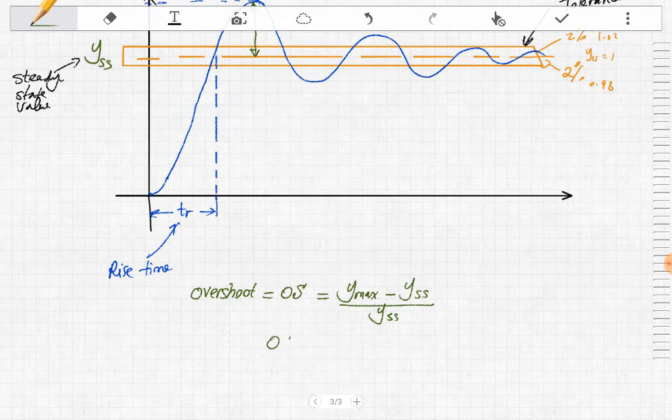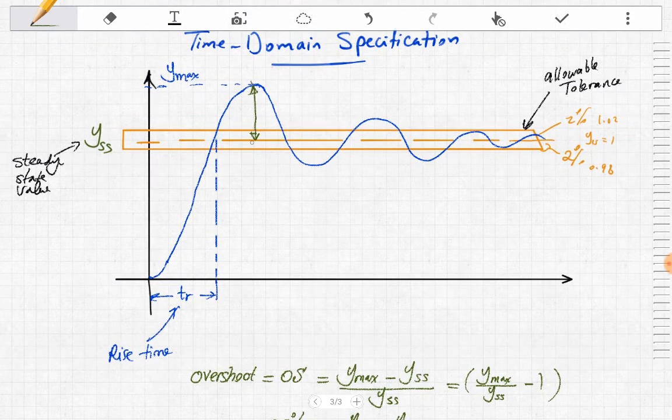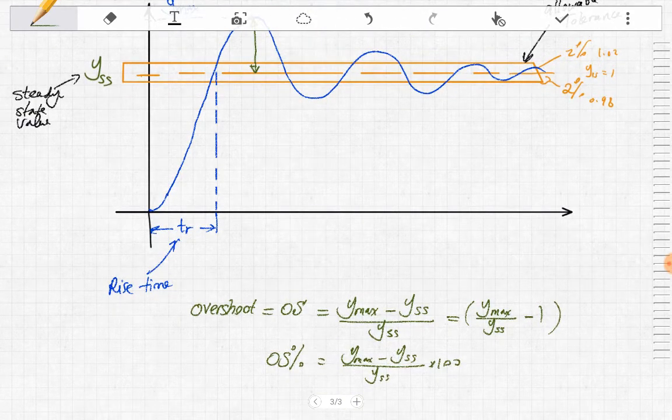Some say, okay, what's the overshoot percentage? It's Y max minus YSS over YSS times 100. If you use the equation Y max minus YSS over YSS, it means it's equal to Y max over YSS minus 1. That's right. So you can divide this value by this value minus 1, and you get the overshoot. And usually the overshoot is less than 1, right? Or can it be bigger than 1? That's the question.